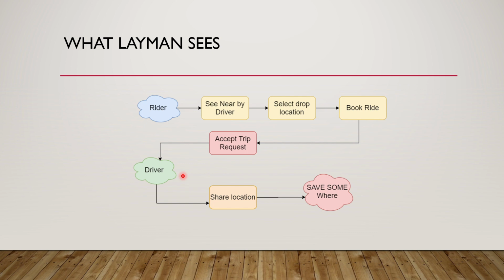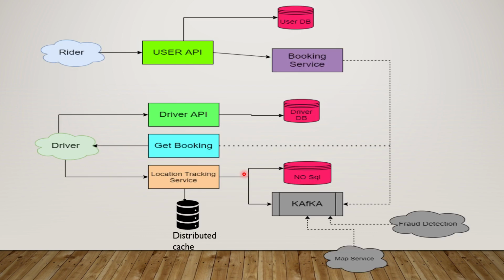These are all the things that came to my mind when I just opened the Uber app and started seeing what all things are there. Based on that, I came up with this particular diagram, and then I applied my thought process, and the next level that I came up with is something like this. This is one level down from the layman's perspective. Here, if you see, the rider has a list of APIs, which is the user API, and these APIs will be connected to some database, and there will be a booking service involved.